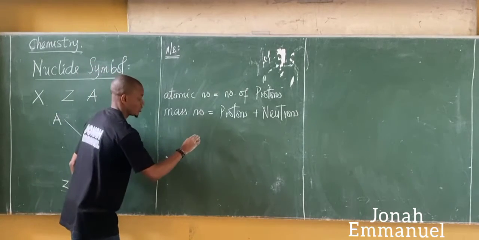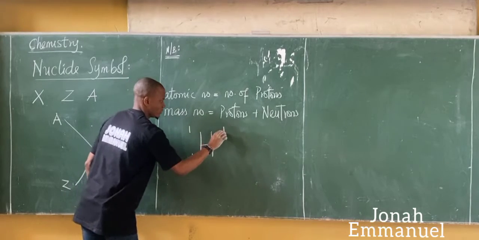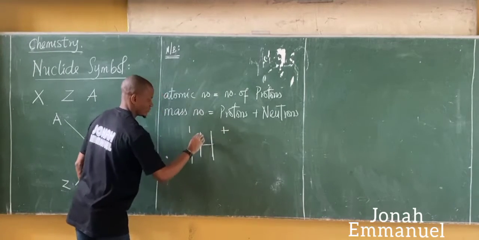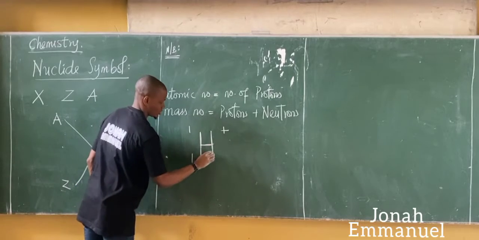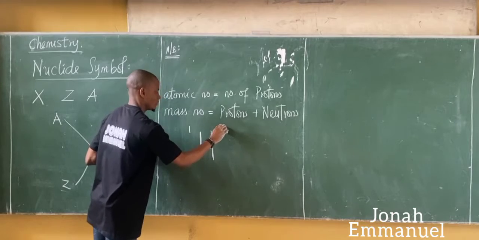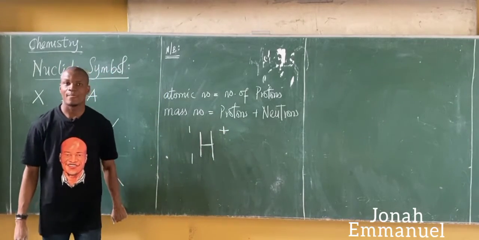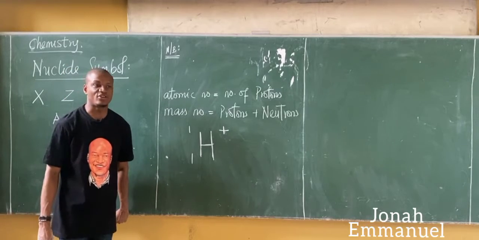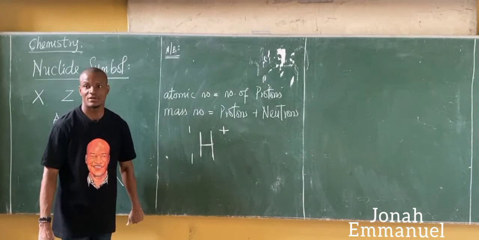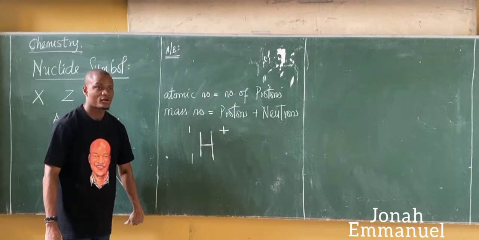Let's say I'm giving hydrogen, H 1 plus. Example, H 1 plus. What is the number of protons, electrons, and neutrons in this ion? What's the number?